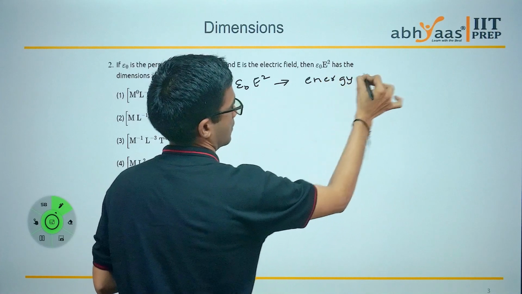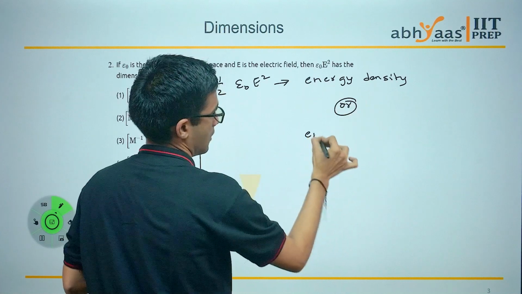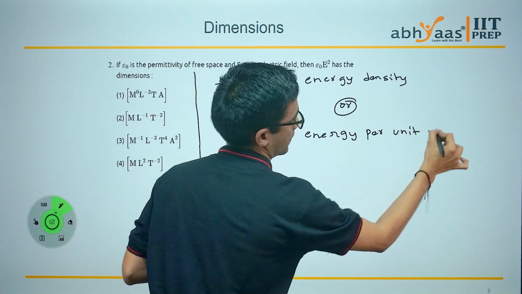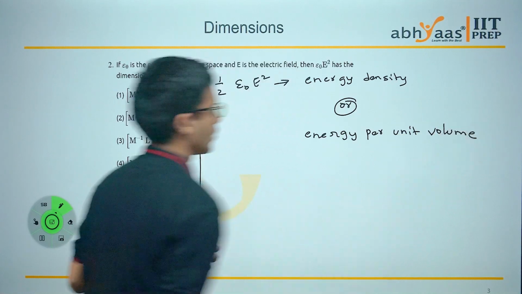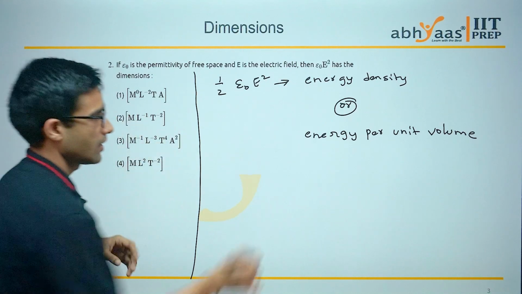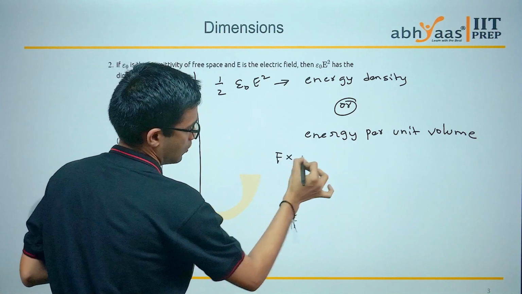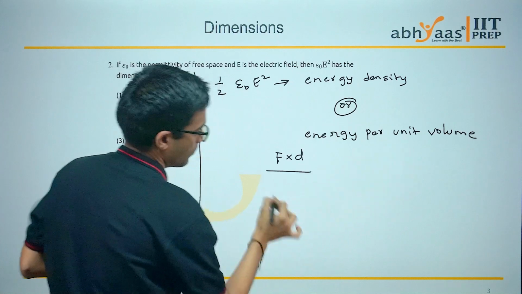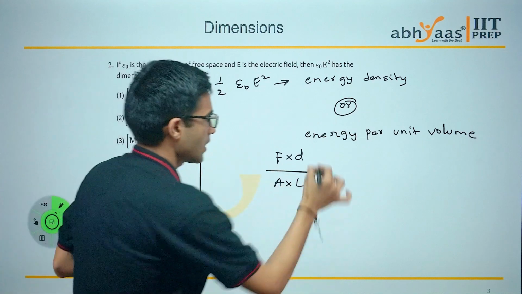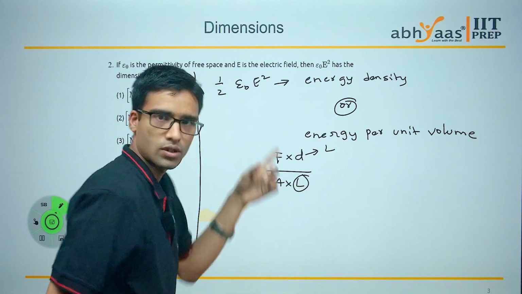Energy density, or energy per unit volume. You can solve this question very easily. Work and energy have the same units, written as force into displacement. Similarly, volume can be written as area into length. Distance units are length, and here this is also length, so both will cancel.